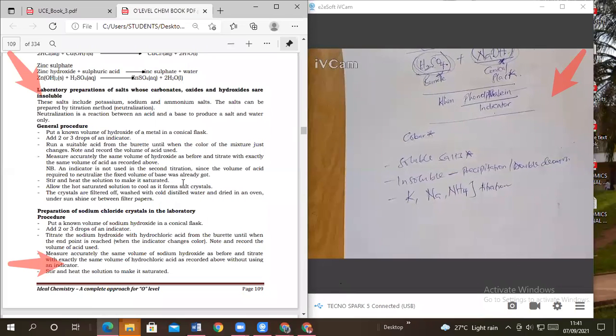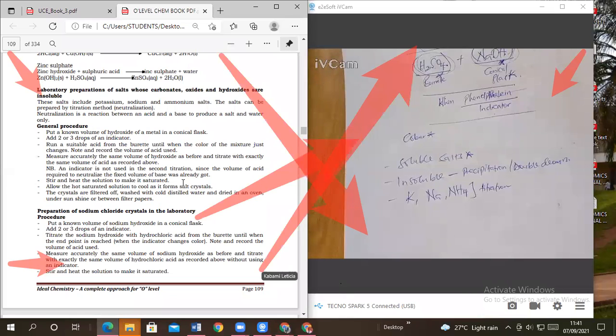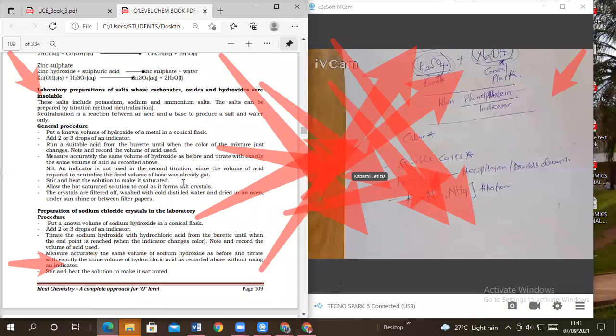Apart from crystallization and neutralization in soluble salts, what other methods are there to get the salts? There are many. You can use carbonate and acid. You can also use the hydroxides. You get? Yes, teacher.